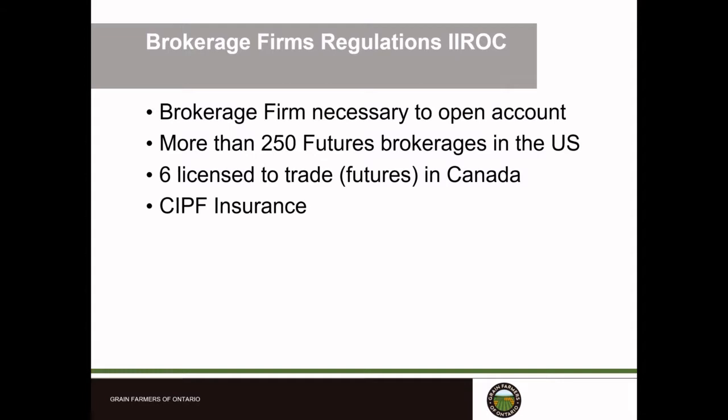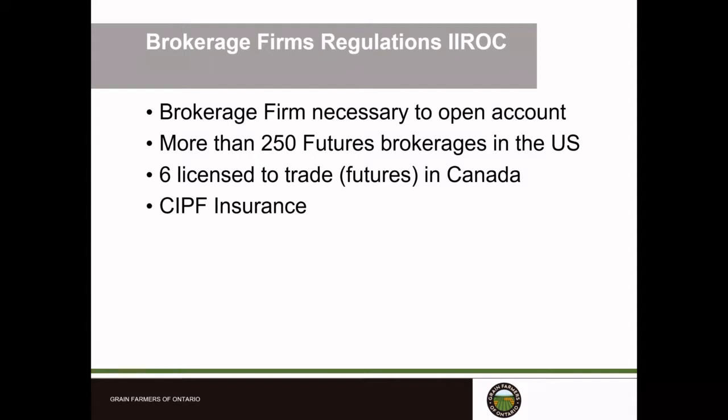Now, as you can see on the slide here, there's more than 250 brokerage firms just in futures in the US alone. Futures in the US is a huge business, and there's so many firms online, private, institutional, there's different kinds of brokerage firms. But in Canada, the last count I saw, there was about 6 firms that are licensed to trade futures. And I'm not sure whether it's because they're just not interested or they don't have the capacity or the volume. But there are companies in Canada that you can trade with, and we'll go through them.